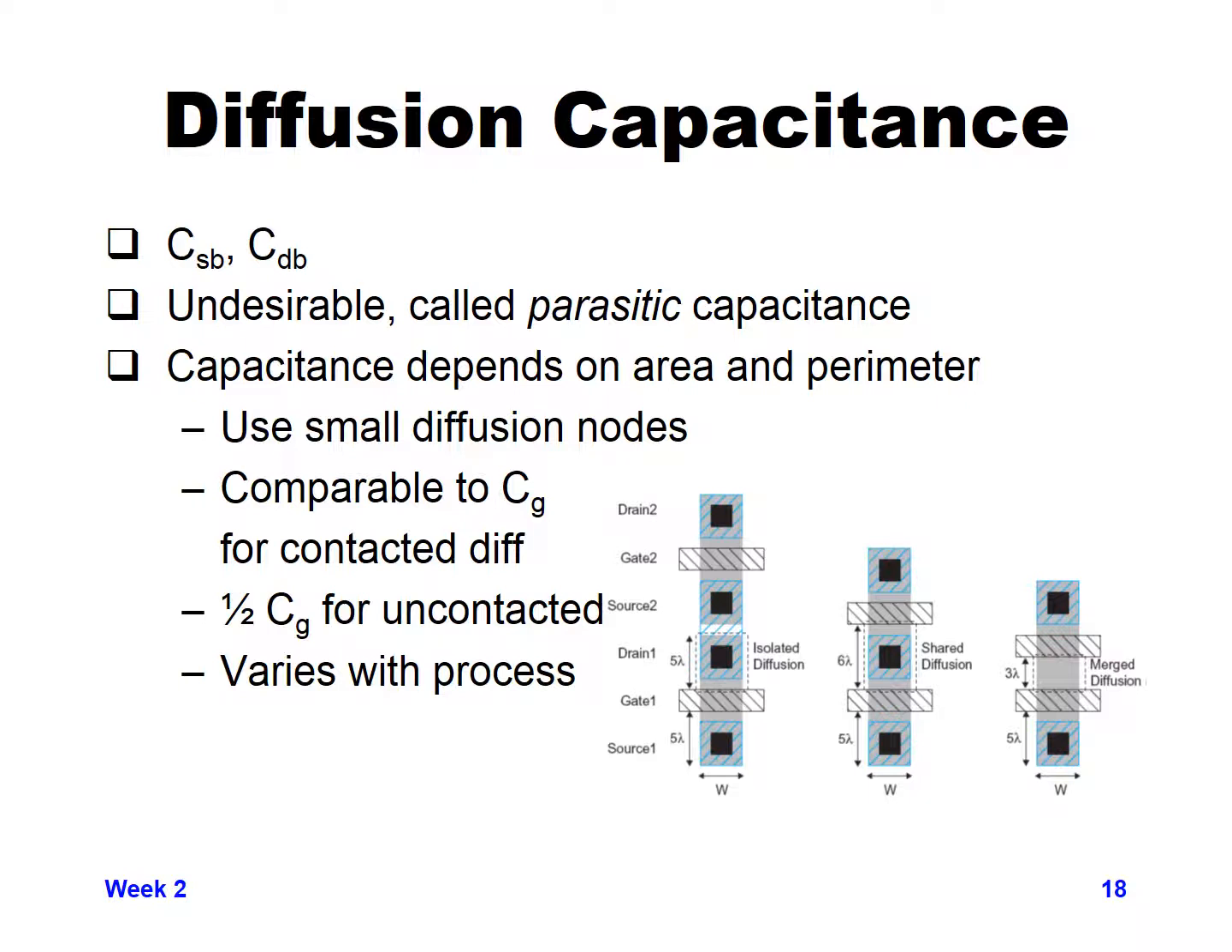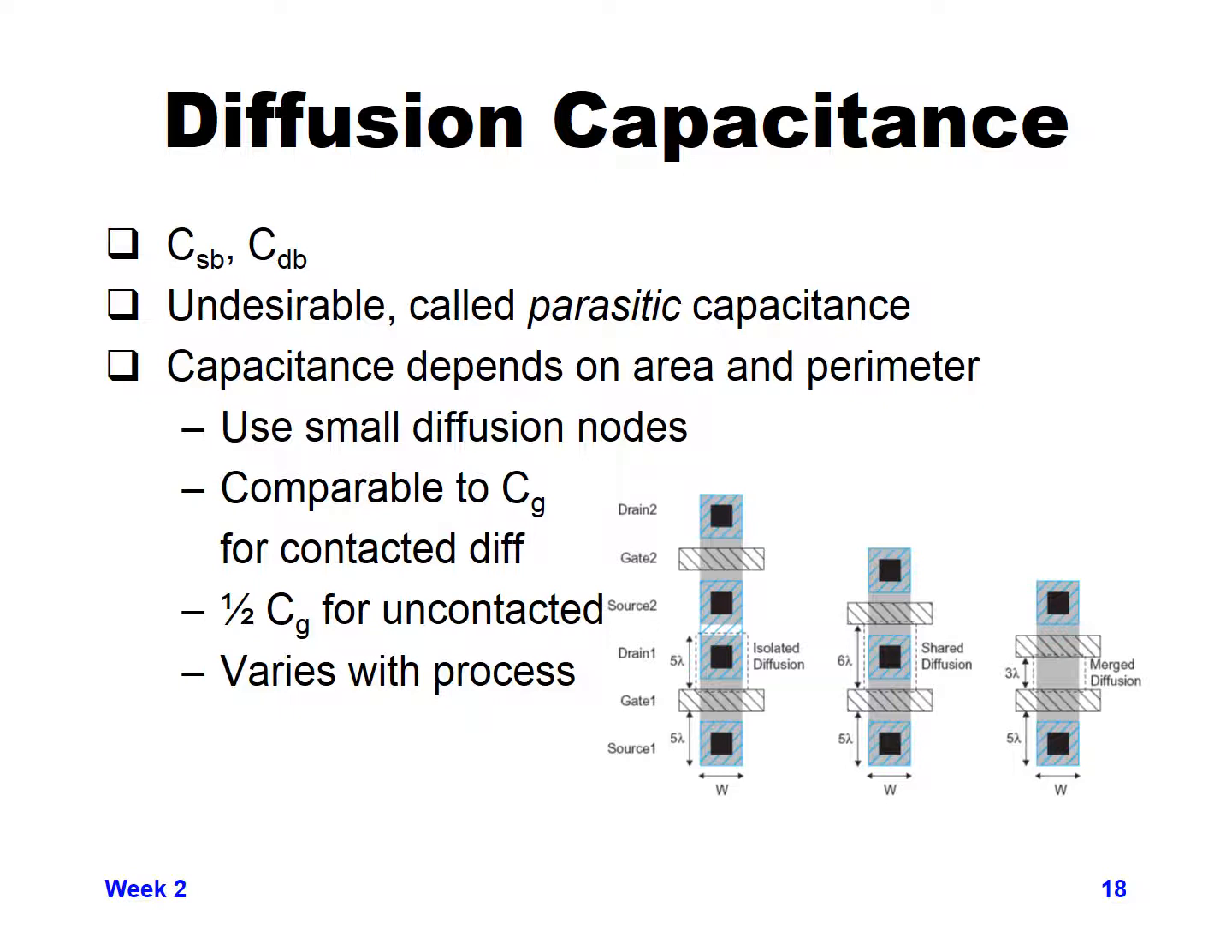Now this capacitance is comparable to our gate capacitance, CG, for contacted diffusions. If you look at the figures on the right, let's say you had two transistors that you were connecting in series with each other. You could lay out two separate transistors, connect them together by metal, and have two contacts in between the two transistors connecting the drain of one to the source of the other. That would be the drawn figure on the left.